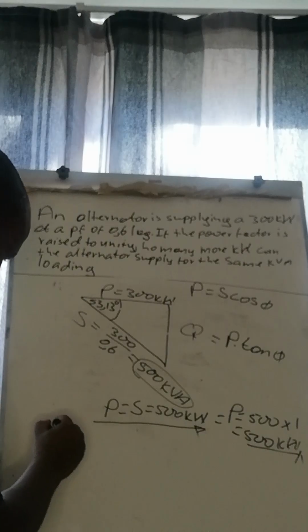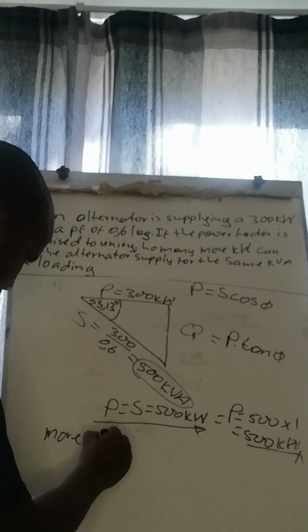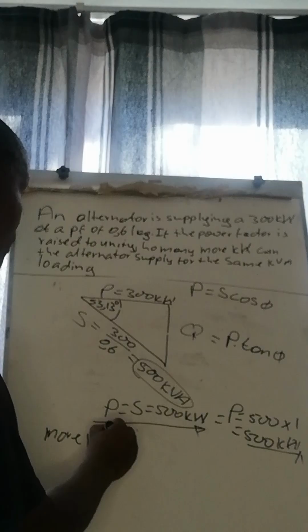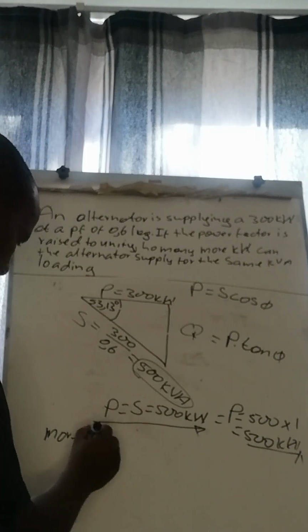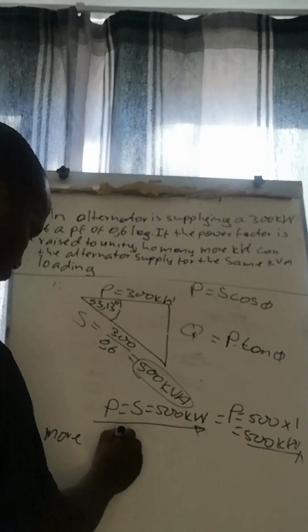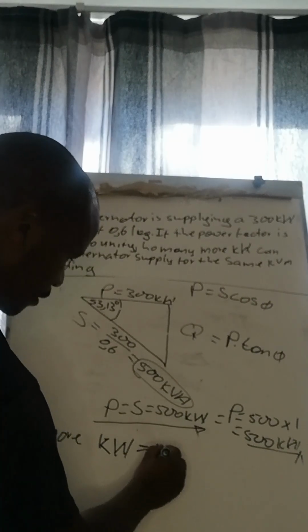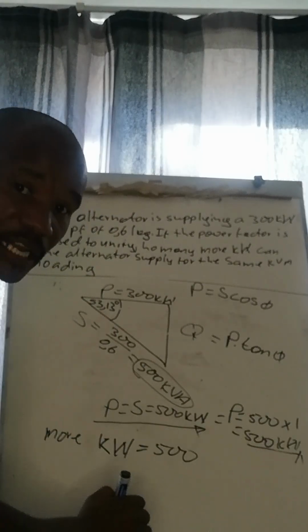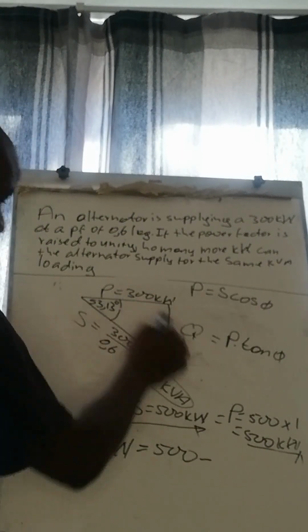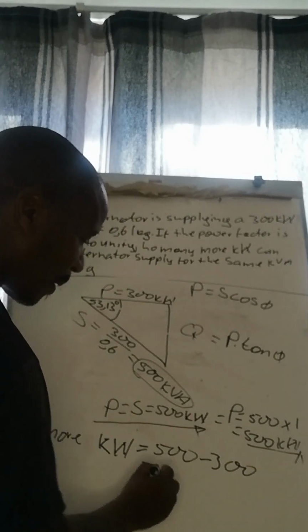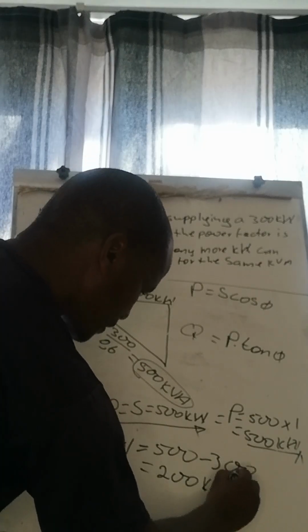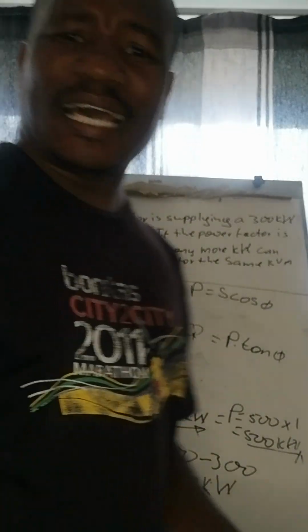Now, how many more kilowatts can the alternator supply for the same rating? How many more kilowatts is equal to this 500, which is calculated, minus the initial 300 when the power factor was 0.6, and it is equal to 200 kilowatts. That's basically the answer.